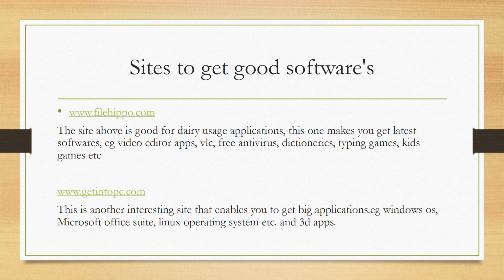Now, there are good sites where we can download the good applications that we need. The site above, www.powerhippo.com, is good for daily usage applications. It lets you get the latest software, HD videos, HD apps, VLC, free antivirus, dictionaries, typing, basically all those applications you want. They are the latest ones. So www.powerhippo.com, please use it, download those softwares, you get the good latest ones.